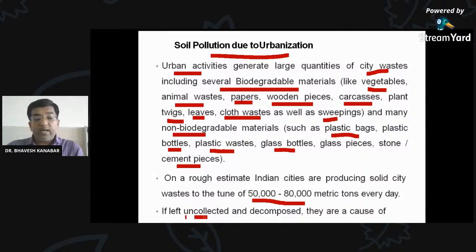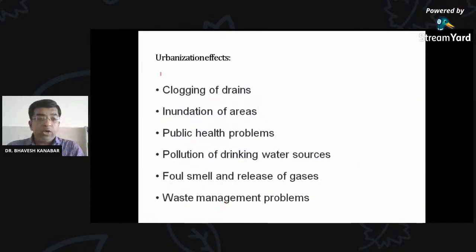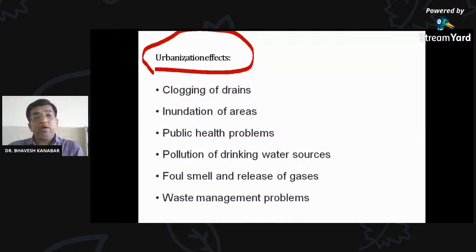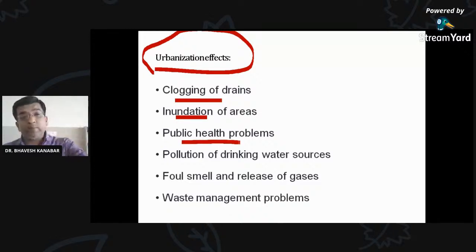If left uncollected and decomposed, the waste causes several problems. Because of urban activity, there can be soil pollution, and it can lead to clogging of the drain. The drain will be jammed, and there can be jamming of the drainage system. It can lead to inundation of the area. Forget about the public health problems; there are so many. We are most interested in these public health problems.